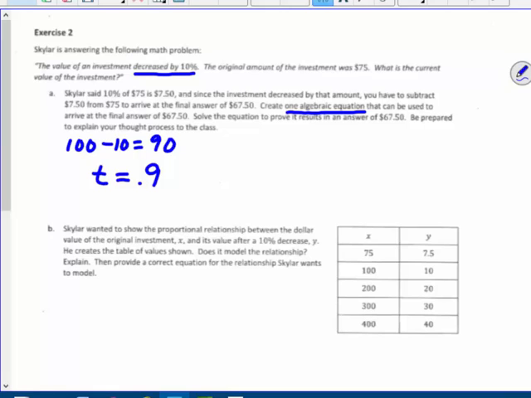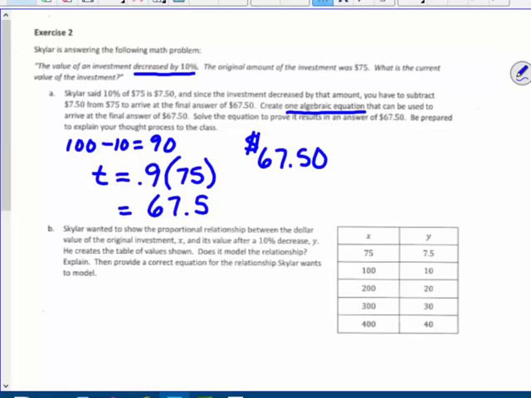So in one equation, the total would equal 90%, 9/10, times the original cost, 75, or the original investment of $75. I believe that's the one algebraic equation. And it says solve the equation, so I'm going to. 9/10 times 75 will get you 67.5, which is $67.50.